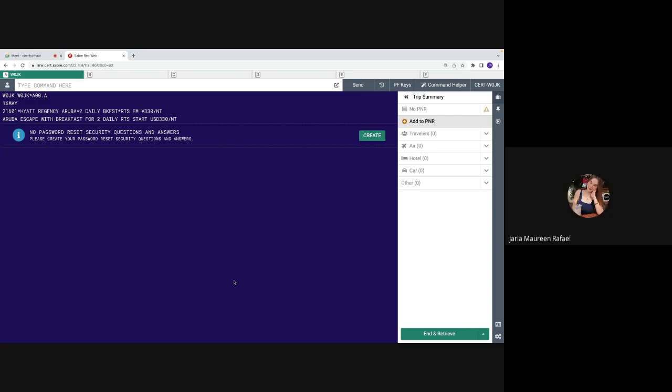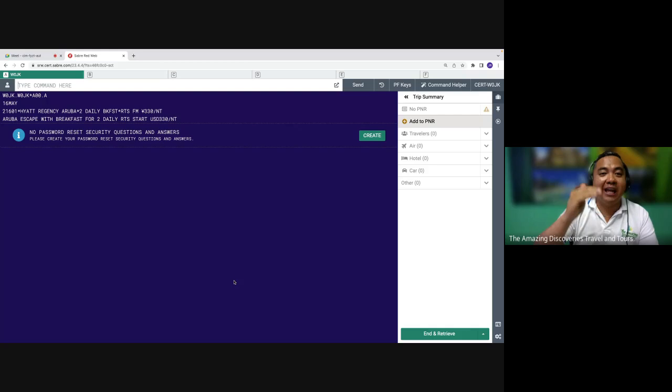Ang aton nga format for the date is DDMMM. When we say DD, that is the dates, two numbers, and then MMM is the letters for the month, which is three letters. Okay, so for July 14, ano ang aton nga format kay Sabre? Jul, sir, 14. DD, start kita with DD. 14 Jul, sir. 14 Juliet Uniform Lima. Correct.